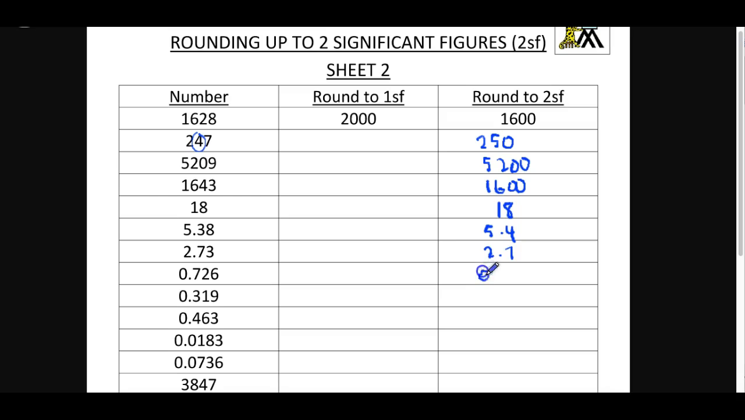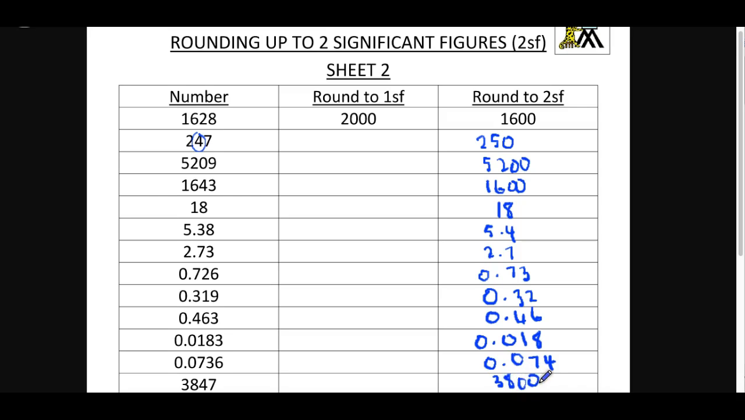2.7. Remember the zeros don't count, so this one's 0.73. We don't include the 0, so it's 0.32. 0.46. Don't include the zeros, so it's 1.8. Don't include the zeros, so it's 7.4. And the last one is 3,800.